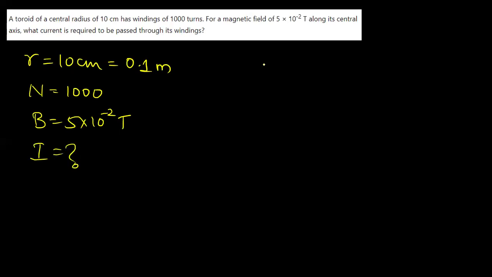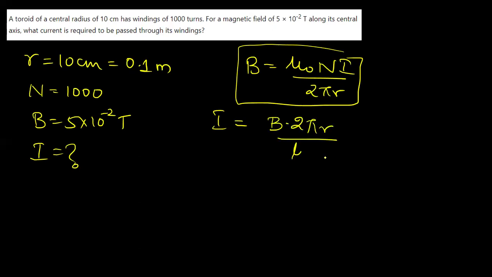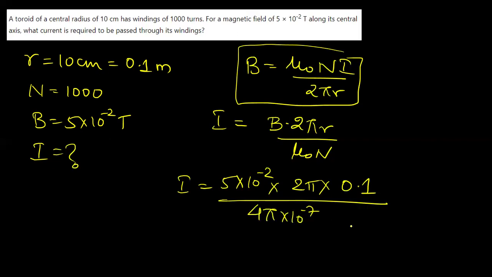How much current is required to pass? I value is required. So in case of a toroid, B equal to mu naught N I upon 2 pi R. Rearranging, current will be equal to B into 2 pi R upon mu naught N. So I will be equal to B value 5 into 10 to the power minus 2 into 2 pi into R value 0.1 divided by mu naught 4 pi into 10 to the power minus 7, and 1000 turns is 10 raised to 3. So pi cancels, and just solve this. You will get the answer 25 ampere.